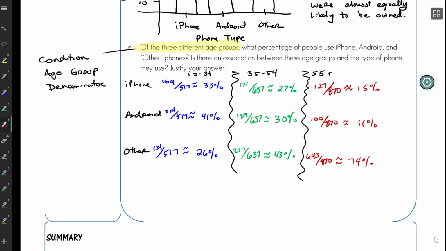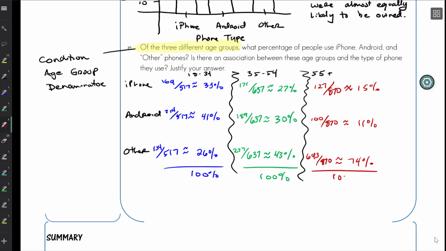And then we can see that, again, the drastic change, the complete opposite thing going on with the other type of phone. 18 to 34-year-olds are by far the least likely to be owning an other type of phone, but the vast majority of 55 and up are going to be owning an other phone. Couple of other things that we can see with this: the totals for every one of these are all going to add up to 100% in each of these columns. You can prove it to yourself by adding these.